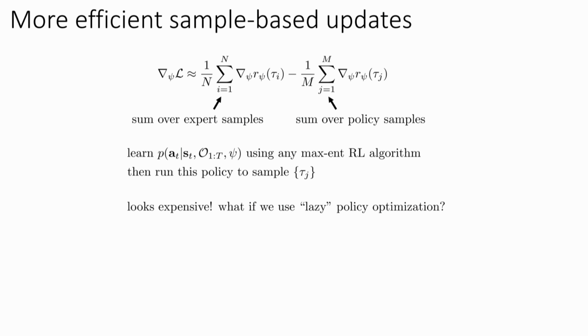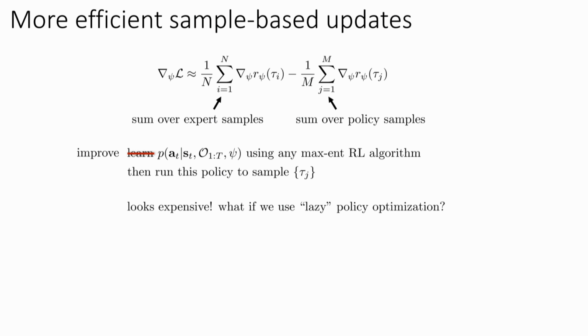What if instead of actually learning that maxent RL policy, we just improve it relative to a previous policy? Maybe we had some policy already. We update our reward function and then update our policy a little bit to make it a little bit better with respect to that new reward function, but not train it all the way to convergence. One way we could do that is to take, for example, one policy gradient step.